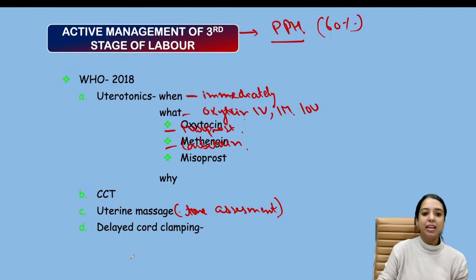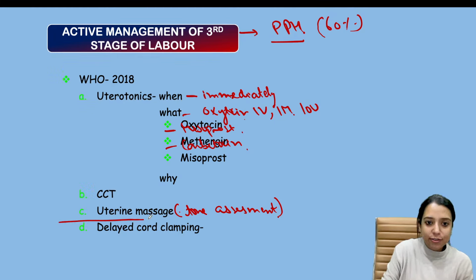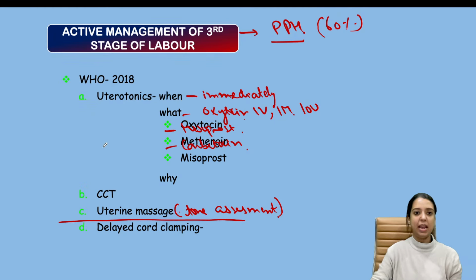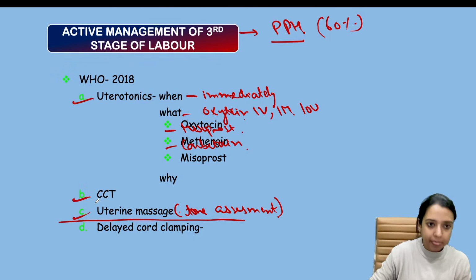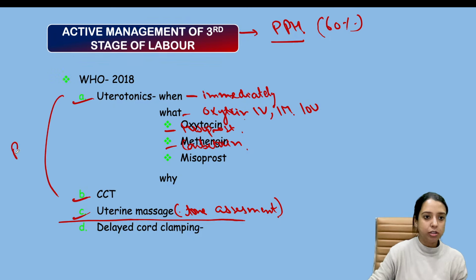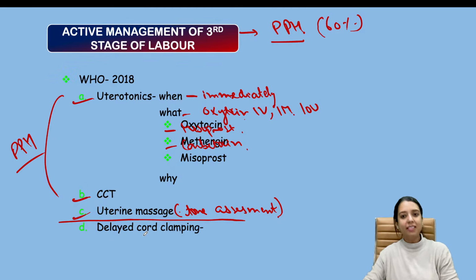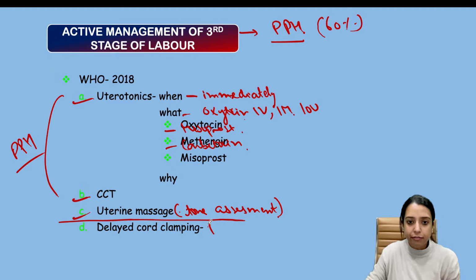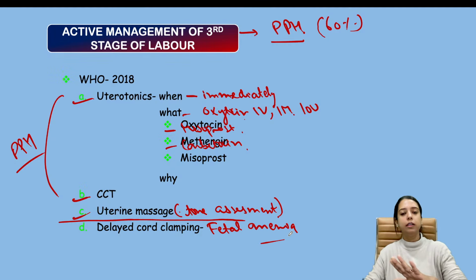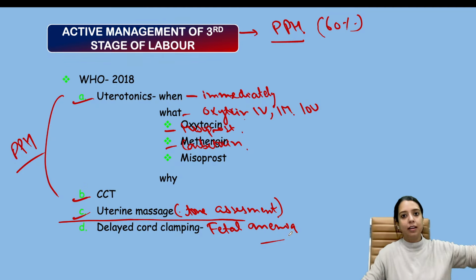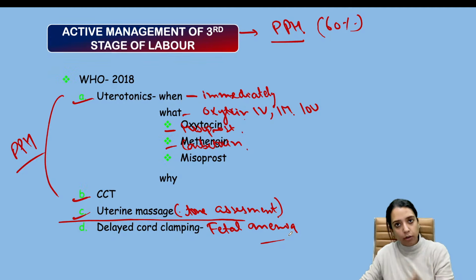Delayed cord clamping is done in every birth, but it is not the part of AMTSL. AMTSL में 3 things हैं for preventing PPH. Cord clamping has nothing to do with PPH. Delayed cord clamping is done to prevent fetal anemia. Whatever blood is there in the cord, it is transferred to the baby. So delayed cord clamping is done in all the patients. Is it part of AMTSL?